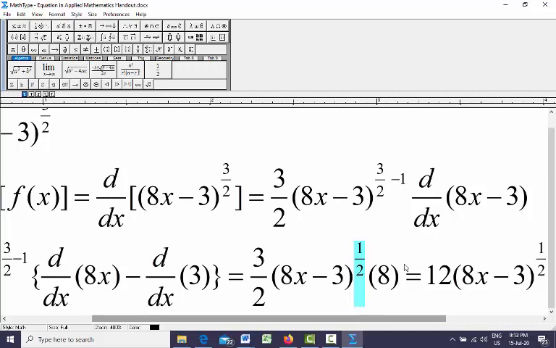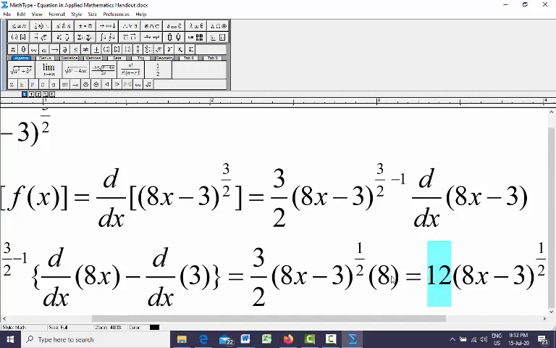So now as you can see we have 8 here, and then we have 3 by 2 here. If you multiply 8 with this 3 by 2, what will we get? This 2 and this 8 mean we can apply the process of cancellation. If you apply cancellation, we get only 4 here. So 3 multiplied by 4, we get 12.